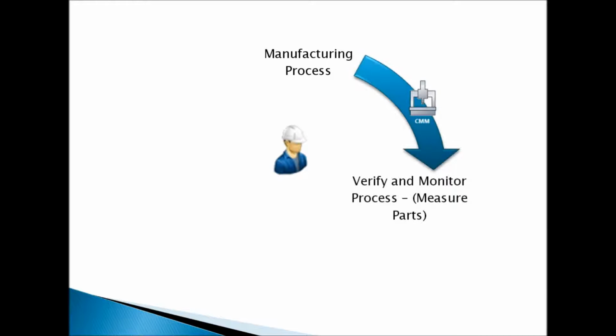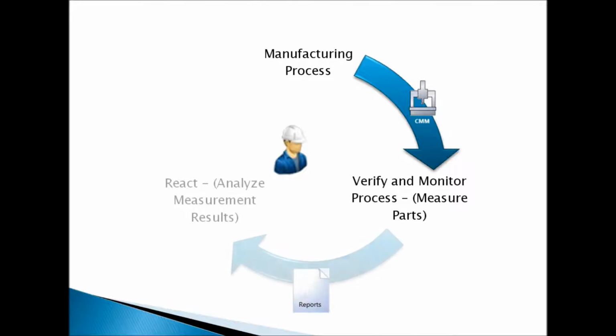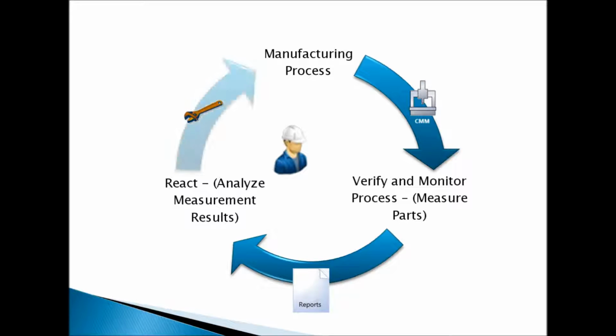In today's manufacturing environment, machine operators have many responsibilities. Besides production, they must also verify and monitor their process. Periodically, they'll pull parts from their machine and measure them. They'll analyze the measurement results and decide how to react to that data. Based upon their reaction, they may make an adjustment to their machine.